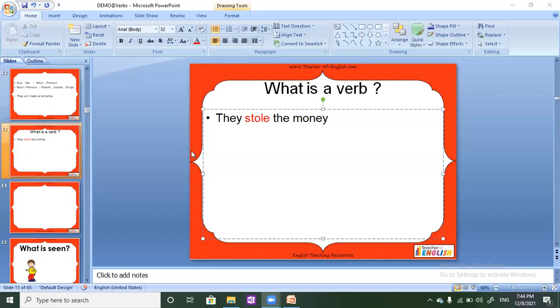Hello everyone. So today let us talk about verbs. Before I start my session, let me ask you, what is a verb? Oh, that's nice. So let's see. I have given you a sentence.